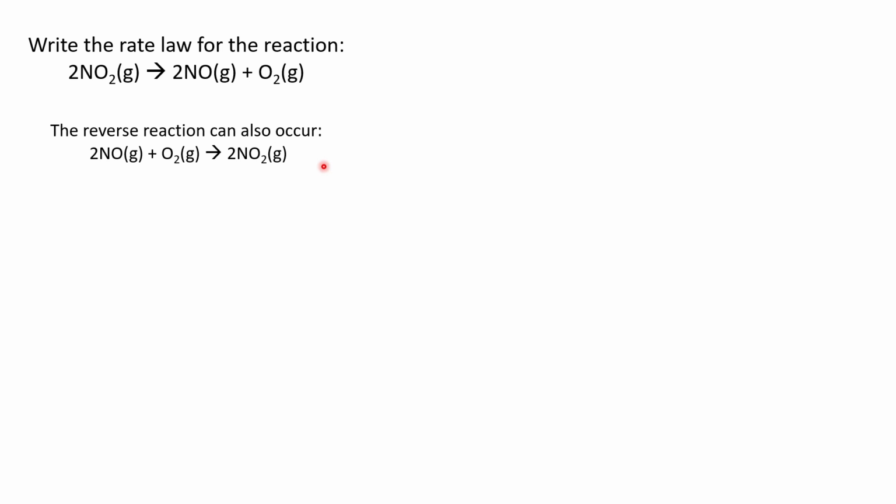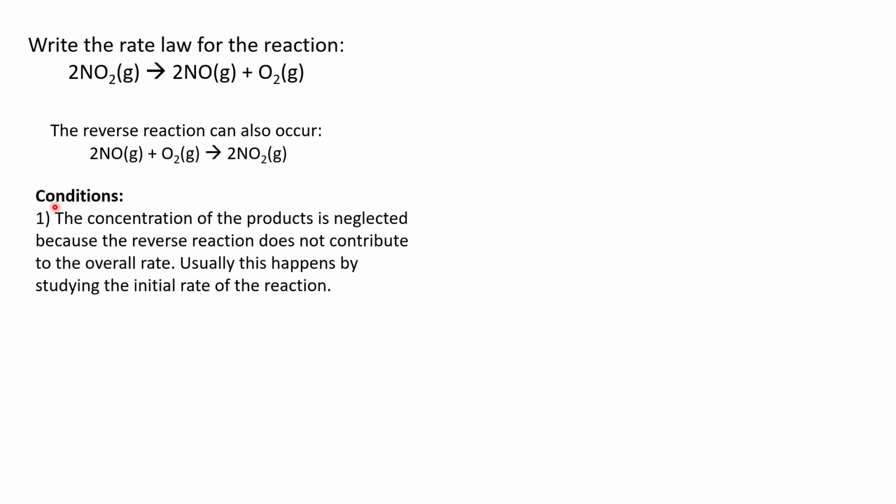We need to simplify. So what we're going to do is we're going to choose conditions that help us simplify this problem and just focus on the forward rate. So we're going to have two conditions for writing this rate law. The first condition is the concentration of the products is neglected because the reverse reaction does not contribute to the overall rate. Well, how do we make this condition true?